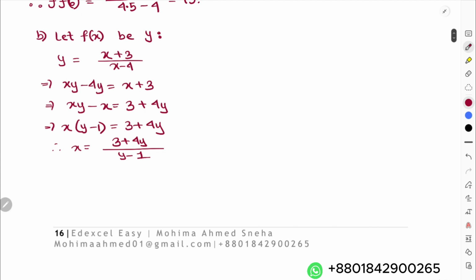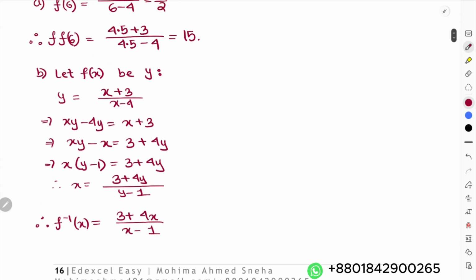And we can write x equals 3 plus 4y over y minus 1. This is again the inverse of the function, but in terms of y. And I was trying to find out the inverse of the function in terms of x. So in terms of y we calculated, but we want to find it in terms of x. So I just have to replace y with x. So we can write 3 plus 4x over x minus 1. And that is the solution for your part B.